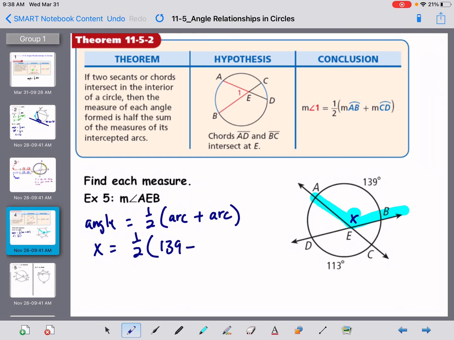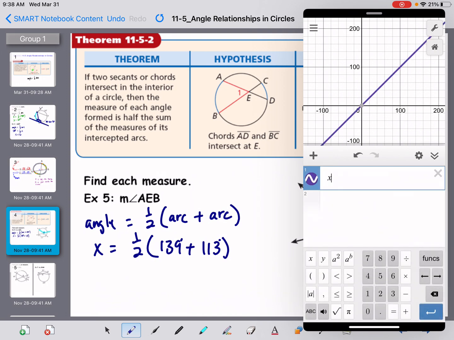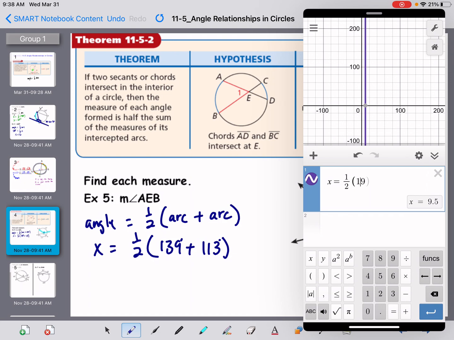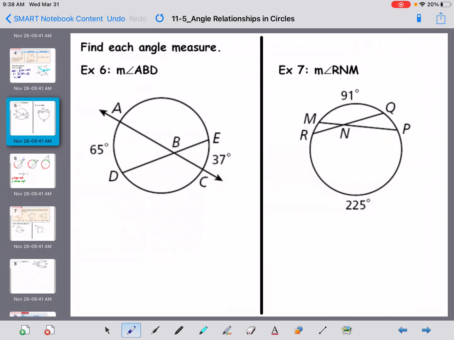One's 139, the other one is 113. It doesn't matter which one you write first, because when we're adding, we're going to get the same thing. So x equals half of 139 plus 113. So x would be 126 degrees. All right, a couple more examples of those.